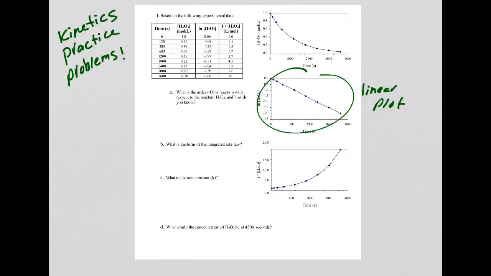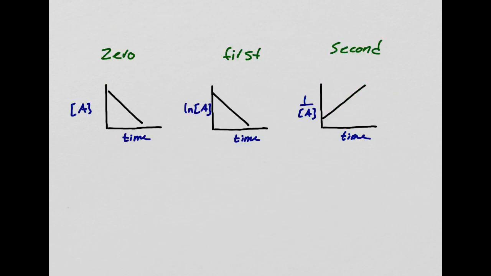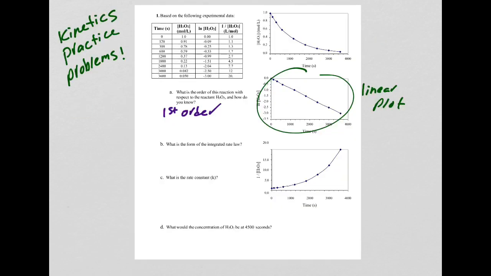This is first order. Again, why is it first order? Because when I graph ln of hydrogen peroxide over time, I get a linear graph, and I don't get that for the other two. So this is a first order reaction. You have to figure it out based on the graph.